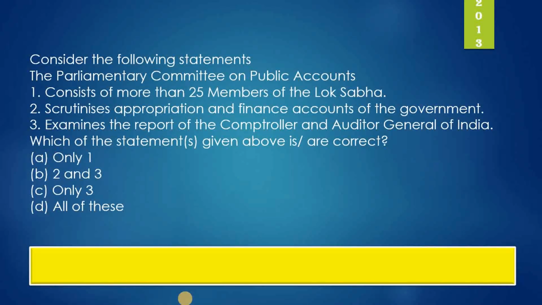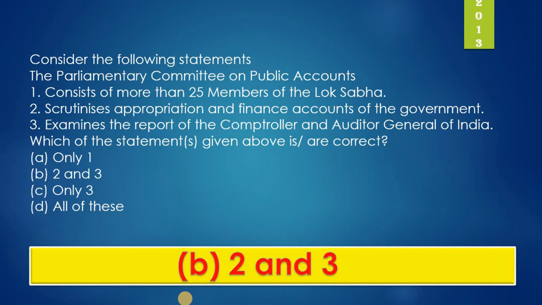Next question. Consider the following statements. The Parliamentary Committee on Public Accounts consists of more than 25 members of the Lok Sabha, scrutinizes the appropriation and finance accounts of the government, and examines the report of the Comptroller and Auditor General of India. Which of these statements is or are correct? Options are only 1, only 2 and 3, only 3, or all of these. So the answer is option B, that is 2 and 3.